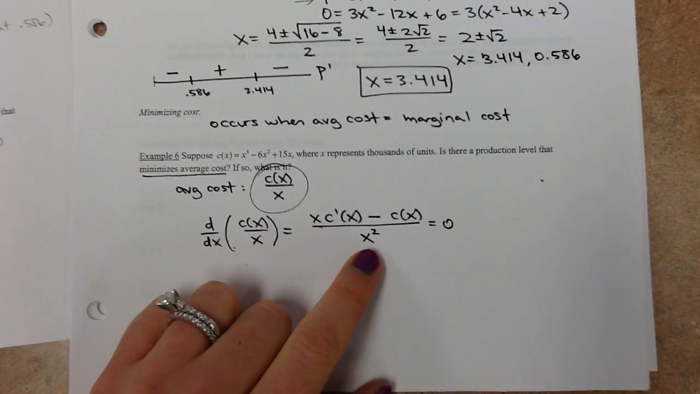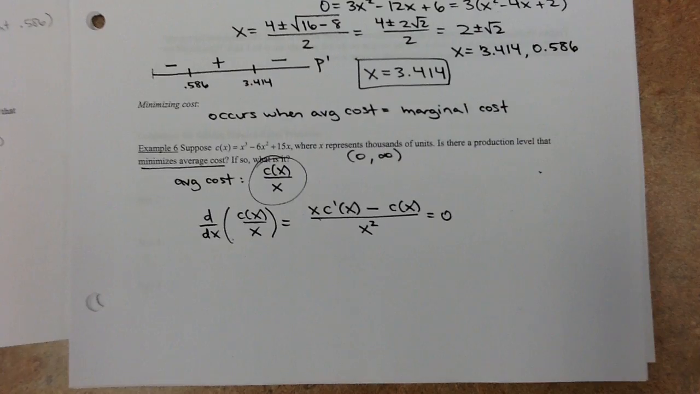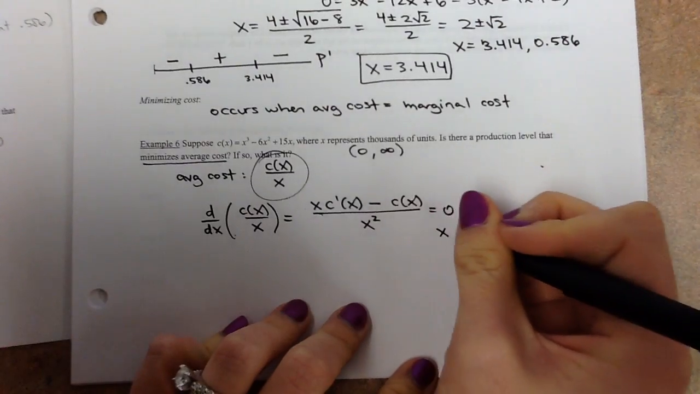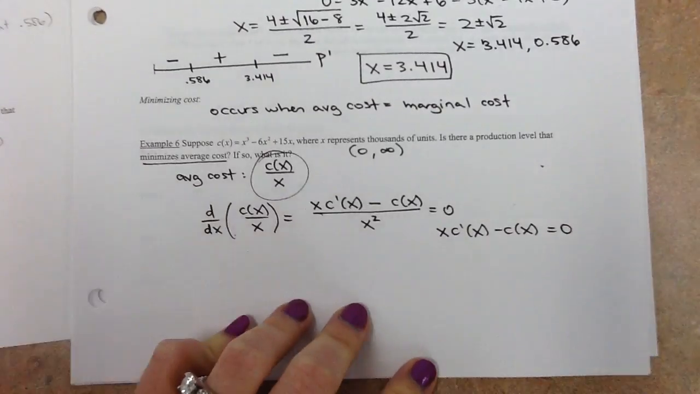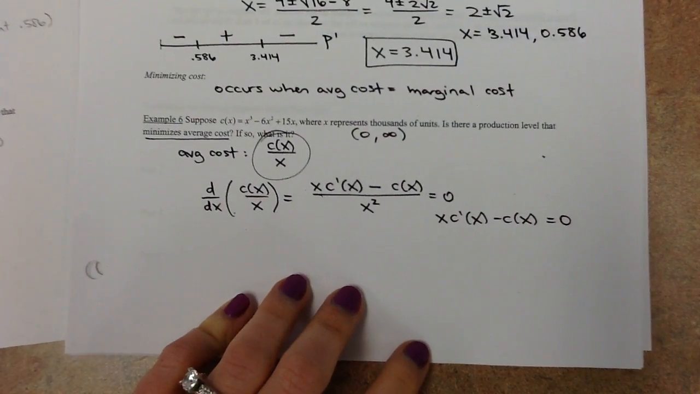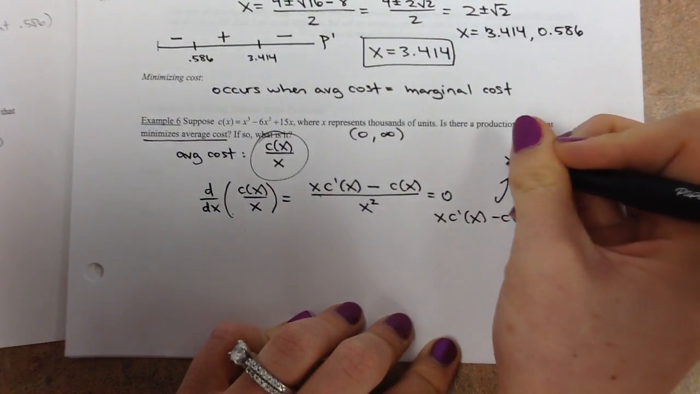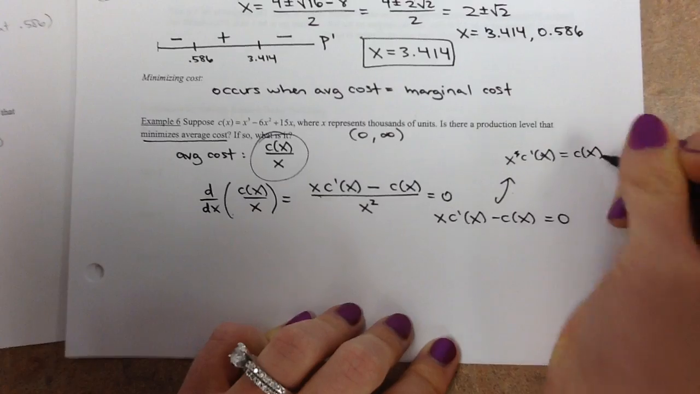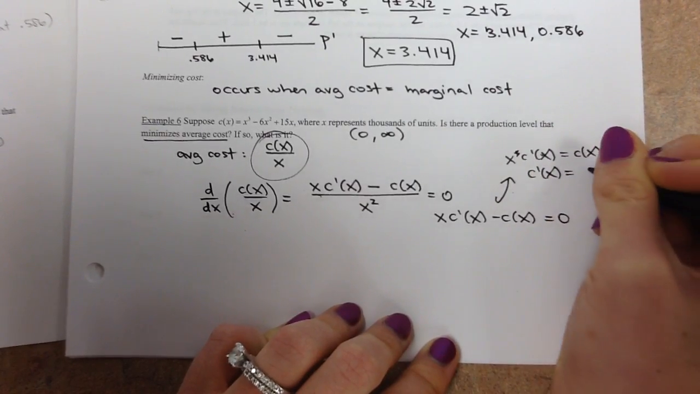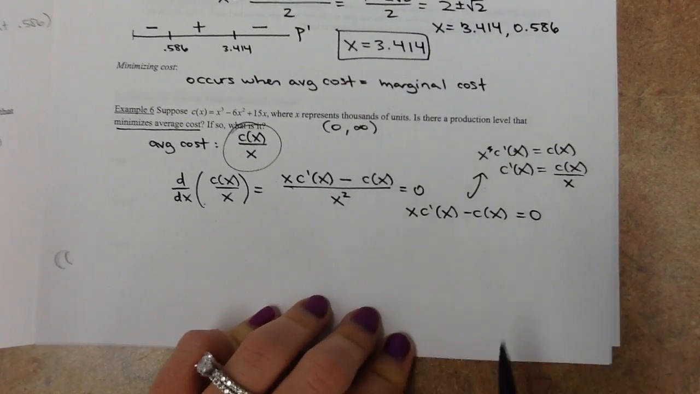It would be undefined if x was 0, but of course we've got the same domain that we had up above. Production could go on infinitely, but we can't produce negative numbers of items. So we just want to set this numerator equal to 0. And so we set x c prime minus c of x equal to 0. Like I said, just to show you how this is what we set up here, this is the same as taking x times c prime and setting it equal to c of x, which is the same as taking marginal cost and setting it equal to the average cost.